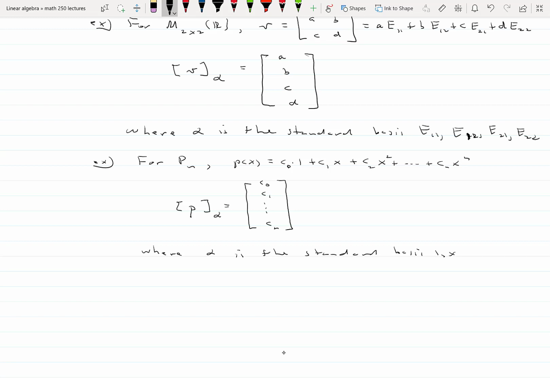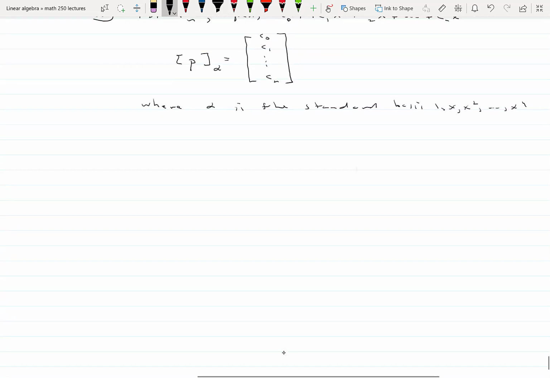1, x squared, all the way up to x to the n for P_n. Okay, so for standard bases, it's extremely easy to identify the coordinate vector, or the coordinates if you don't want to write them in vector form. For non-standard bases, finding coordinates is tougher.